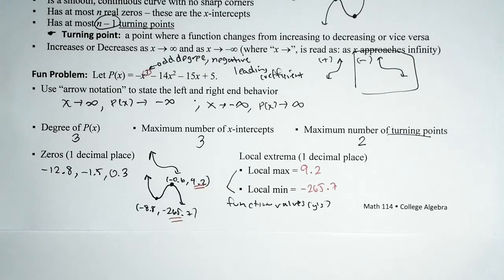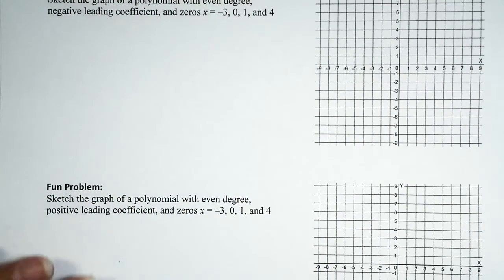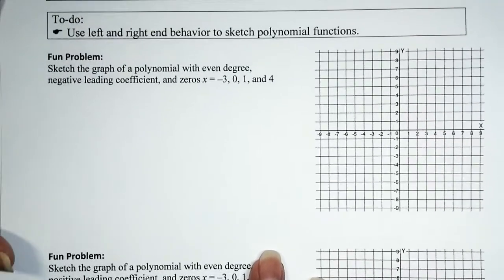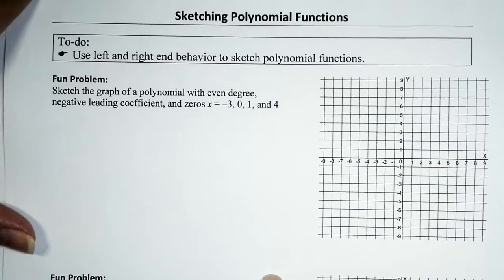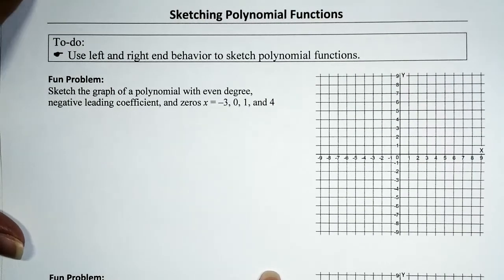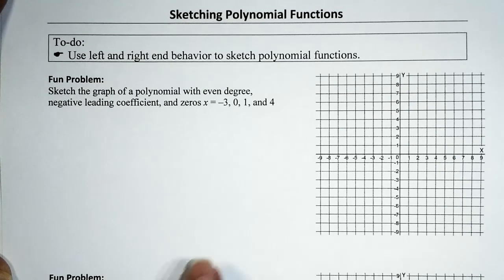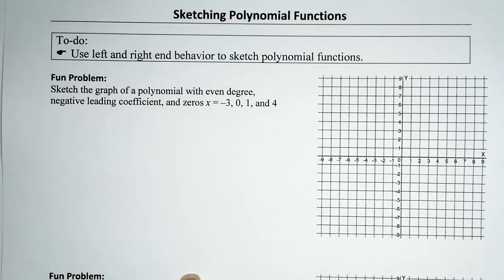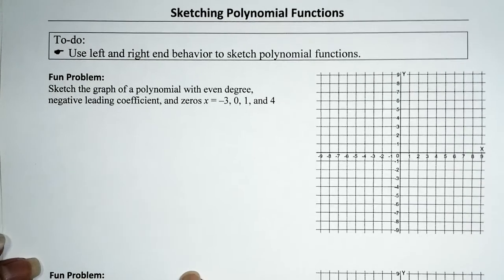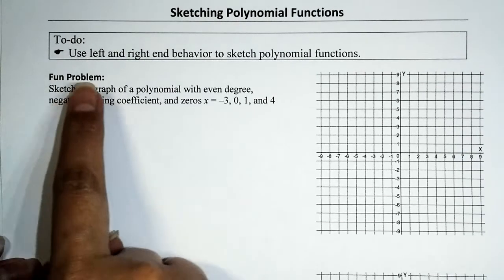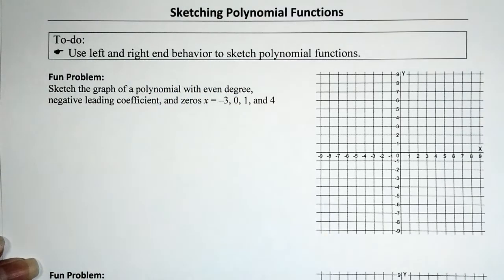Let me take out my paper. We're going to do 4 problems because we're cool like that. But no, the real reason is because I want to do a problem illustrating each of the 4 case scenarios. We want to look at the case where the degree is even or odd, and the leading coefficient is positive or negative. Our to-do is to use the left and right hand behavior to sketch polynomial functions. So sketch is the key.